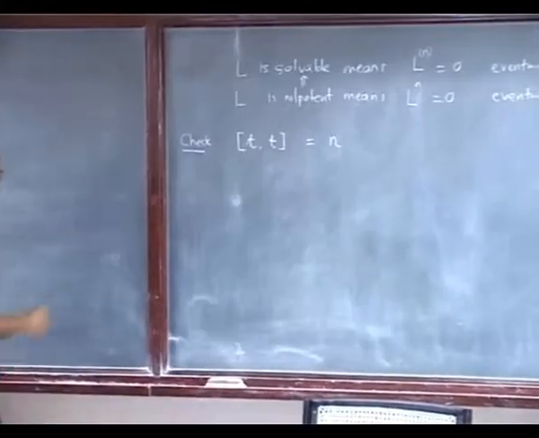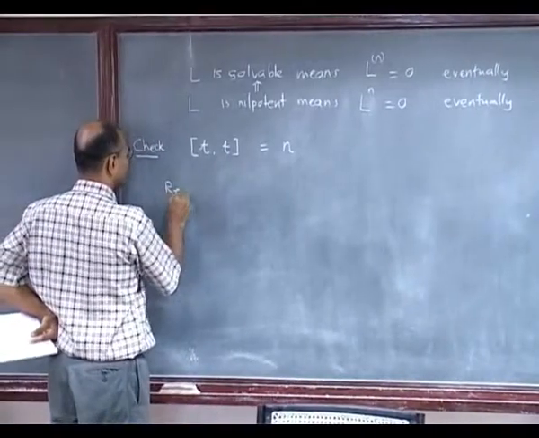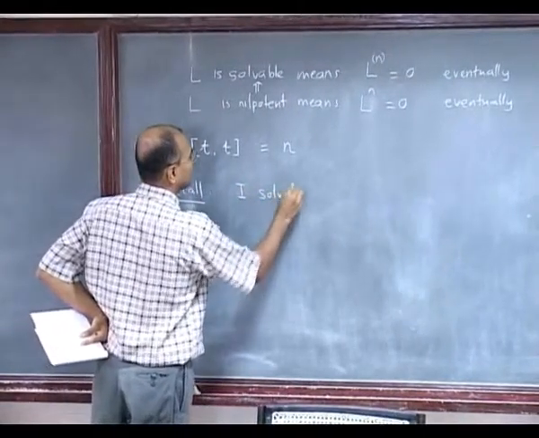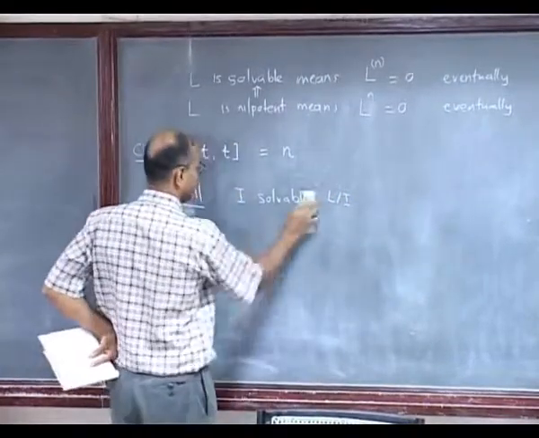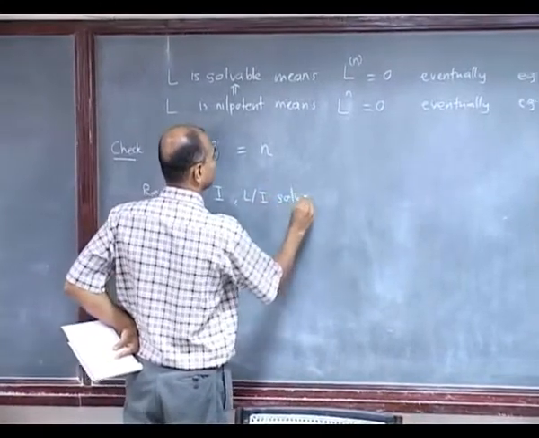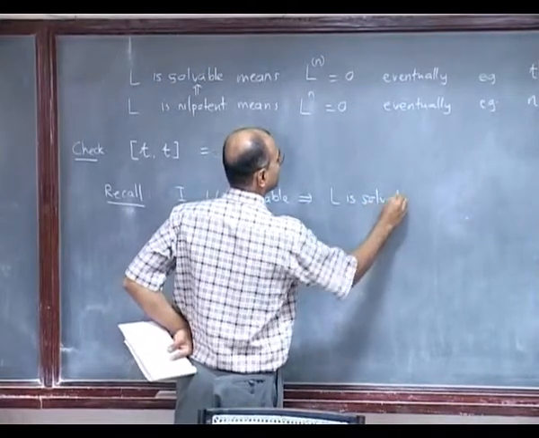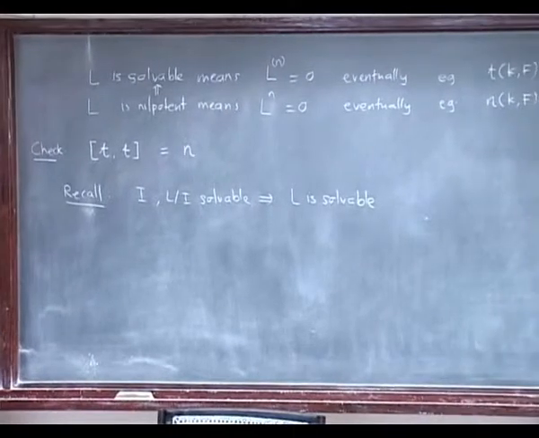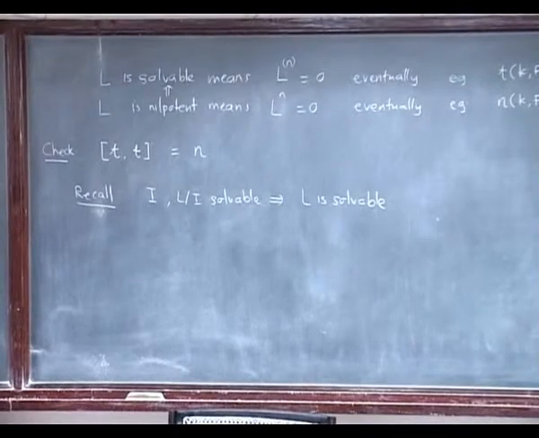And then for the solvable one, I had this interesting thing that if I is, recall, if I is a solvable ideal, and L mod I is solvable, that implies L is solvable. So I just asked a question: is the same thing true about nilpotency? Example.